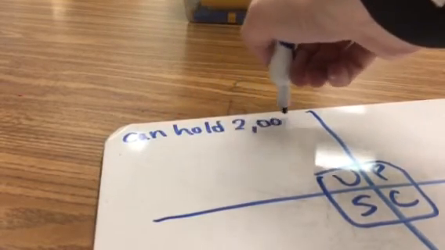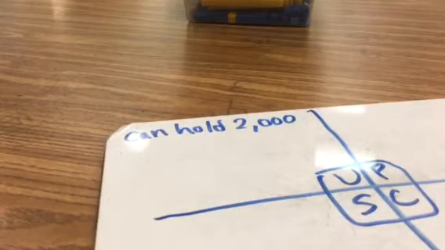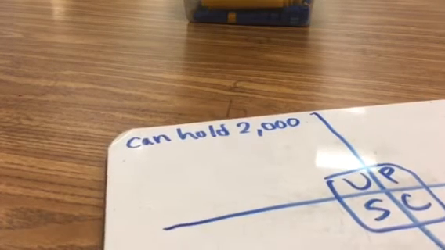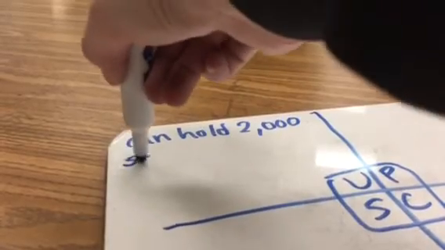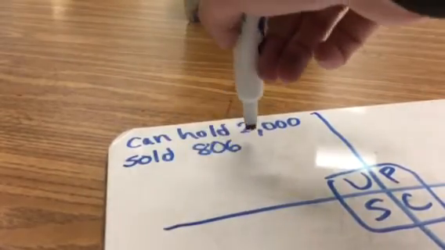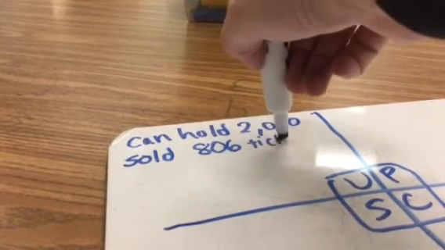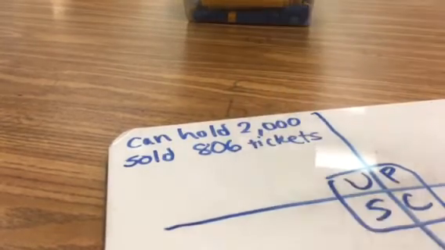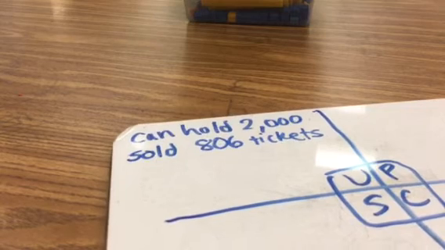And it's not like holding them in your hands. It means how many people will fit. Okay, that's another way to say how many the gym and cafeteria can fit, 2,000 people. Okay, we have sold 806 tickets to graduation. How many tickets are still available?